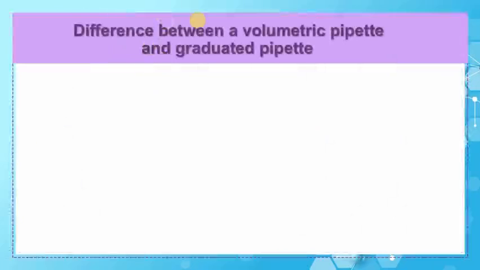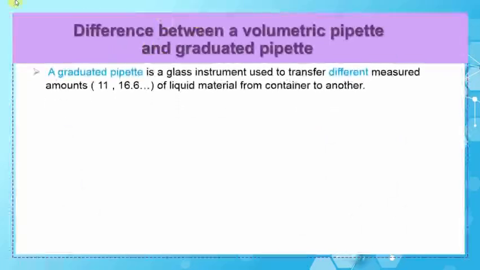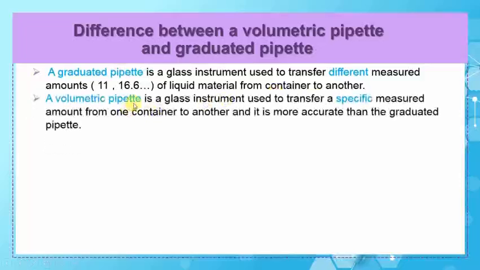Okay, let's take a look at the difference between a volumetric pipette and a graduated pipette. A graduated pipette is a glass instrument used to transfer different measured amounts, for example 1, 1.6 milliliter, etc., of liquid material from one container to another, while the volumetric pipette is a glass instrument used to transfer a specific measured amount from one container to another, and it's more accurate than the graduated pipette.